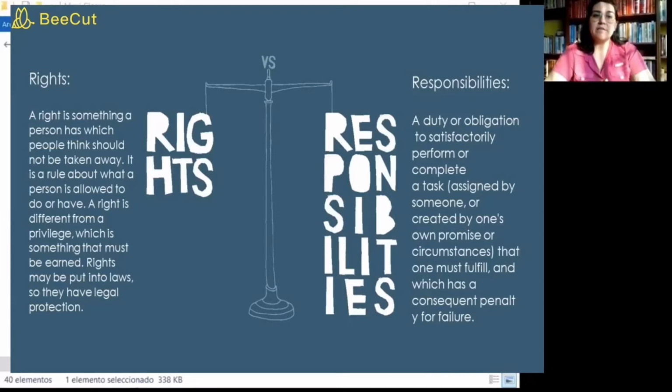A right is different from a privilege. This is not a privilege, which is something that must be earned. The right is part of our life. We don't need to earn it, okay? And rights may be put into laws so they have legal protection.